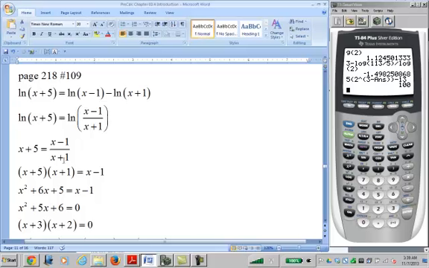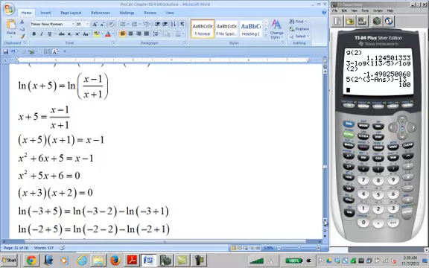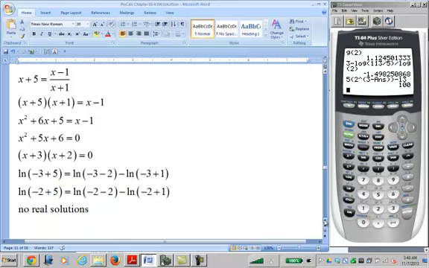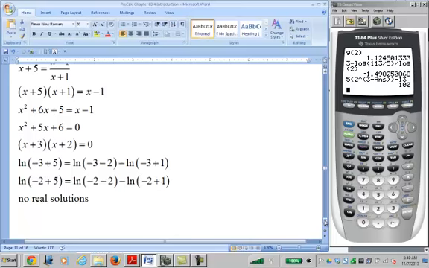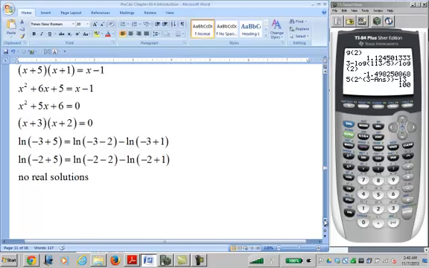Multiply both sides by x plus 1. (x plus 5)(x plus 1). We get x squared plus 6x plus 5 equals x minus 1. Make it all equal to 0. We get x squared plus 5x plus 6. We get (x plus 3)(x plus 2) equals 0.